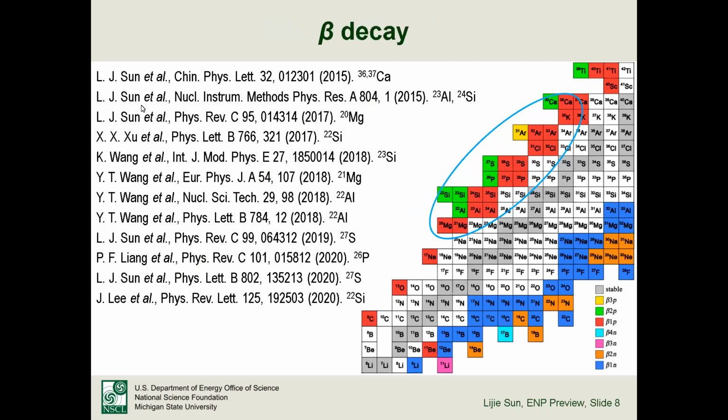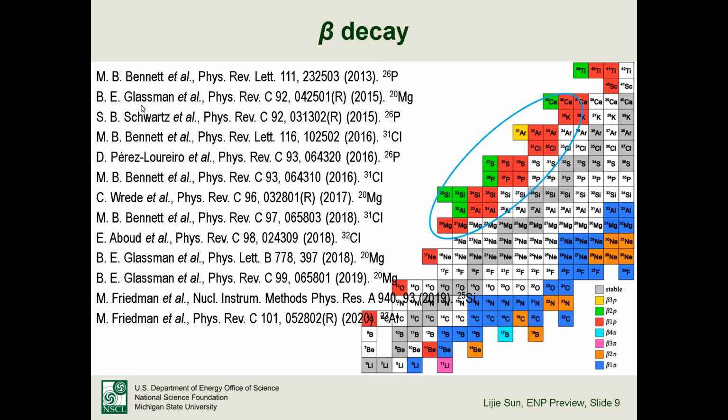And so let's zoom in on the nuclear chart. During my PhD years in China, I have been focusing on studying the beta decays of nuclei close to the proton drip line in the sd shell, which is highlighted by the blue circle here. And meanwhile, on the other side of the planet, another research group led by Professor Chris Wrede at NSCL has been focusing on measuring the beta decays of proton-rich nuclides in the same region, but with a different method.